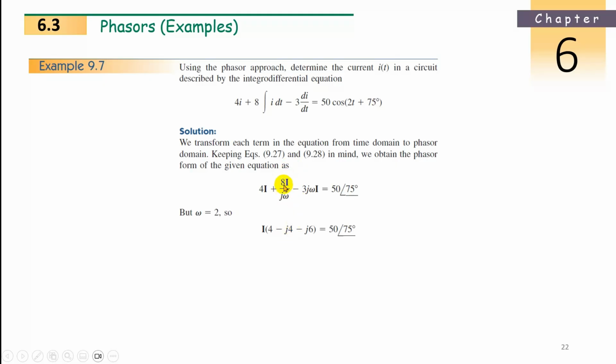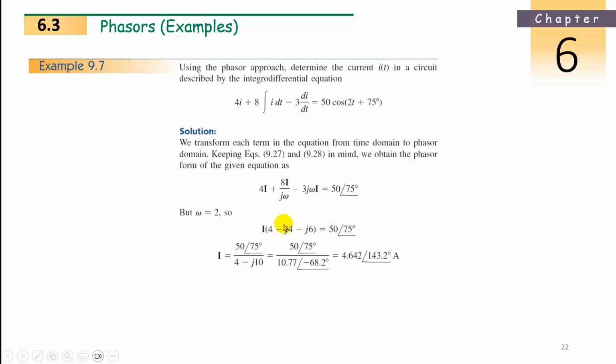So minus j4, because 8 by 2. Now here 2 is there, 6. So 3 into 2, 6 here, minus 6j. So I taken out, so minus 4j and minus 6j become minus 10j. So 4 minus 10j will come on the right hand side as it is, no change.